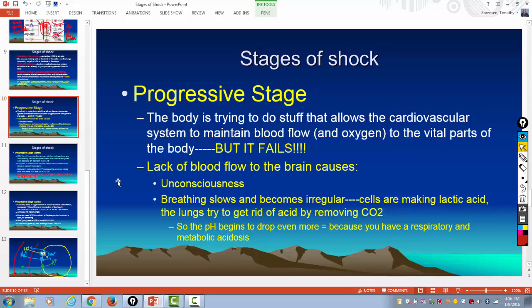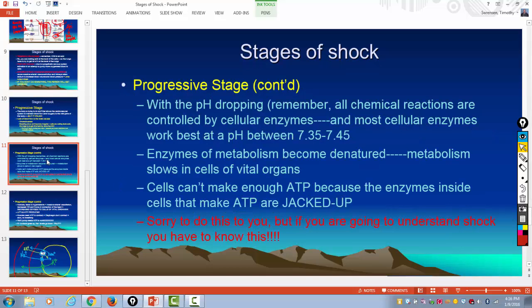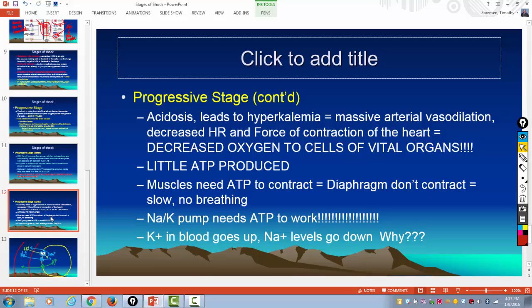And you need to know this. With the dropping pH, cellular enzymes begin to drop, right? They don't work as well. They fall apart. And if your cells can't make ATP because your enzymes are jacked up, this is what happens. Acidosis leads to hyperkalemia. Acidosis and hyperkalemia cause massive arterial vasodilation.